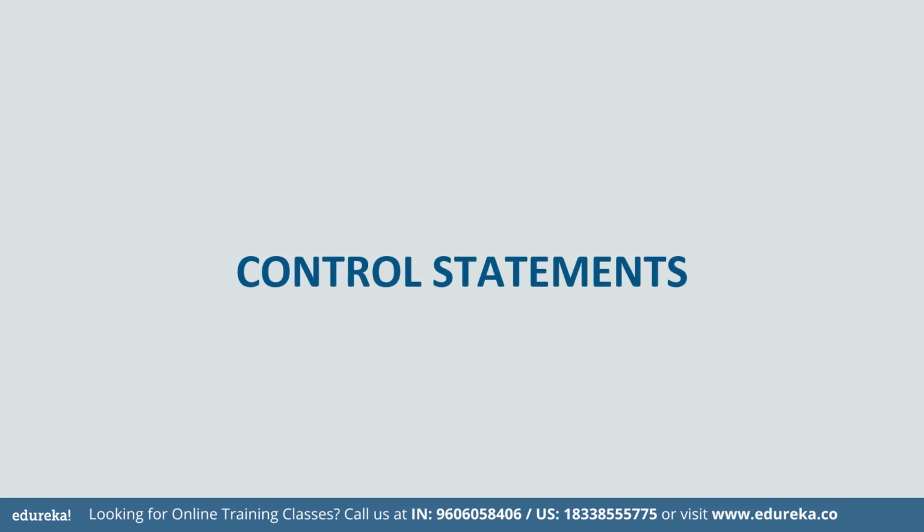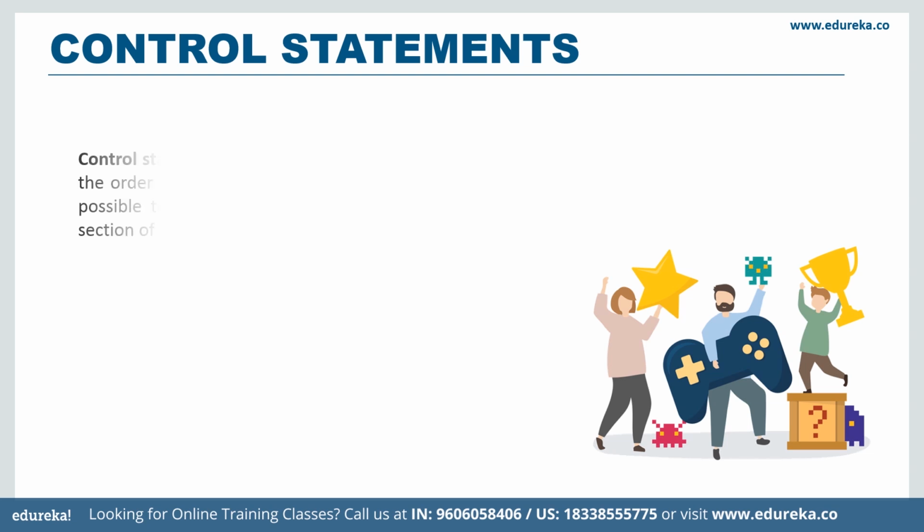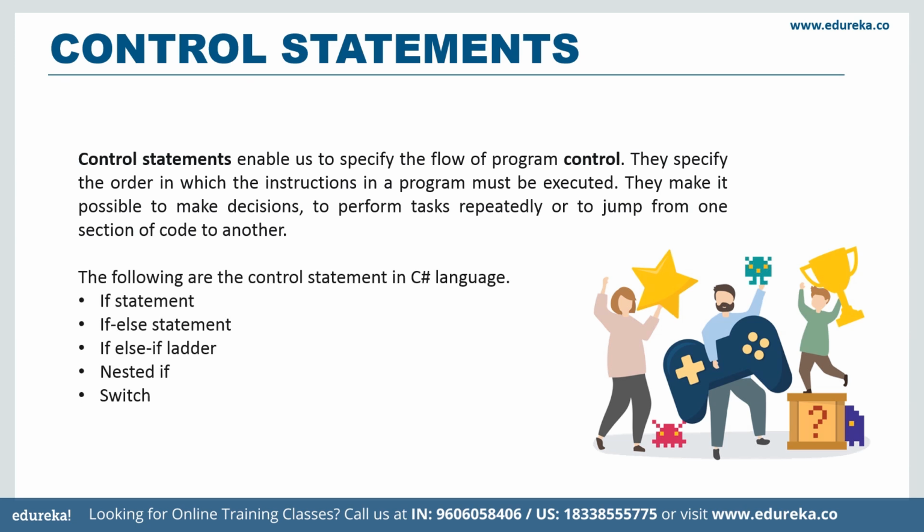Now let's move further. In the next chapter, we will learn about the control statements used in the C# programming language. So what exactly are control statements? The control statements enable us to specify the flow of program control. They specify the order in which the instructions in a program must be executed. They make it possible to make decisions, to perform tasks repeatedly, or to jump from one section of the code to another.